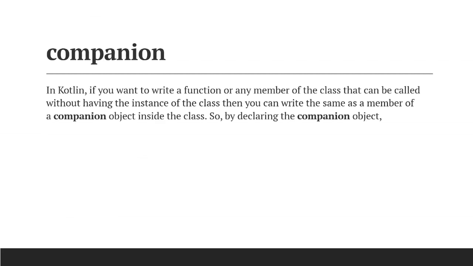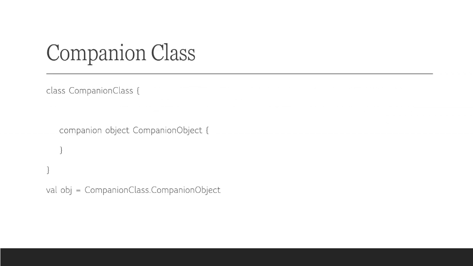So generally, in Kotlin, if you want to write a function or any member of the class that can be called without having an instance of the class, then you can write it as a member of the companion object inside the class. By declaring the companion object, whenever you want to avoid instancing everywhere, like in a dynamic class, and you want it in a static way or with static behavior, we can use the companion in our classes. That's important, because in most projects we need that kind of class.